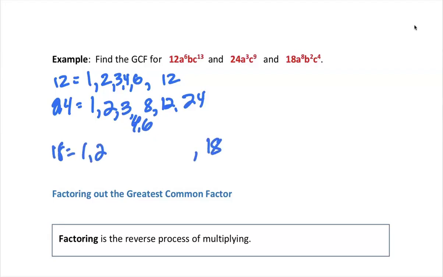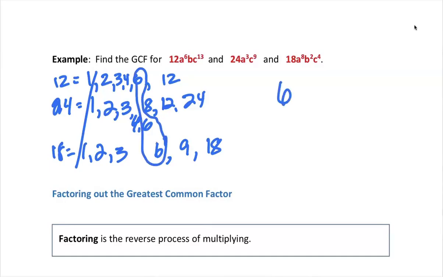By the way, if you are really good with your multiplication facts, you don't have to write all these out. I am showing every possible step. Sometimes you can just see what it is. That's even better than showing all the work. So what is the biggest factor that they all have in common? 2s, yes, they all have 2s. They all have 3s. They don't all have 4s. They do all have 6s. I think that's the biggest one. So the GCF would be 6.